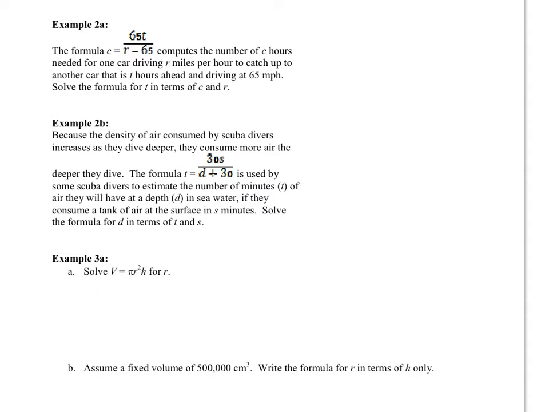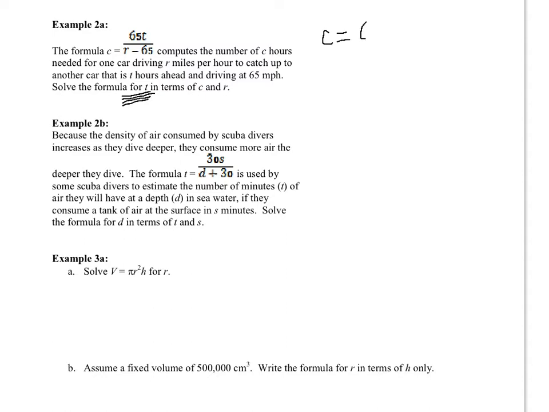of C hours needed for one car driving r miles per hour, so the r is the rate, to catch up to another car that is t hours ahead and driving at 65 miles per hour. Solve the formula for t in terms of C and r. So we are going to solve this formula with t on one side and everything else on the other side. So let's work on that.